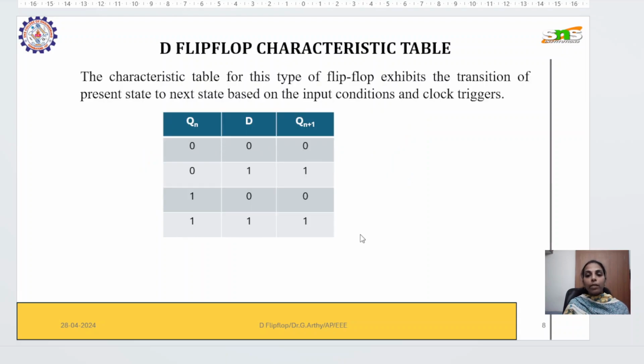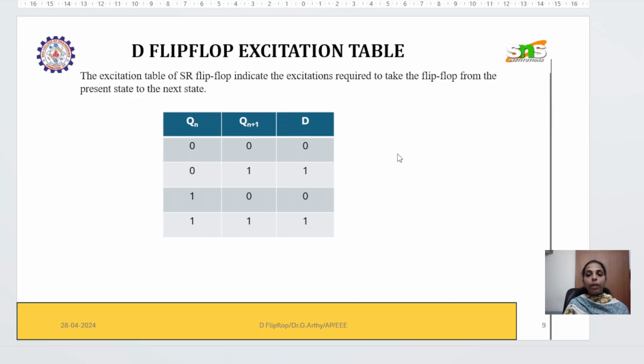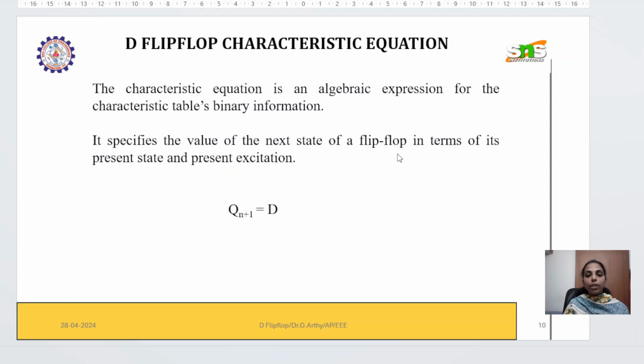Now coming to the characteristic table. As we know, the characteristic table is the one which defines the output of the flip-flop when we give the input and the present state. That is what the characteristic table is. So here the input is only one, the D input, and the present state is Qn. So what will be the output? This is derived from the truth table. And now comes the excitation table, and this is the D flip-flop characteristic equation.